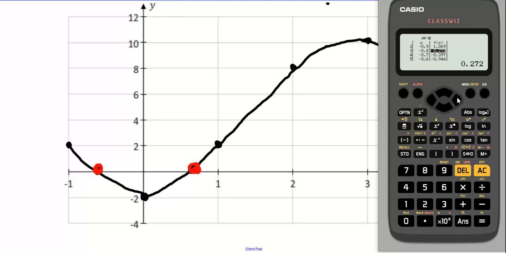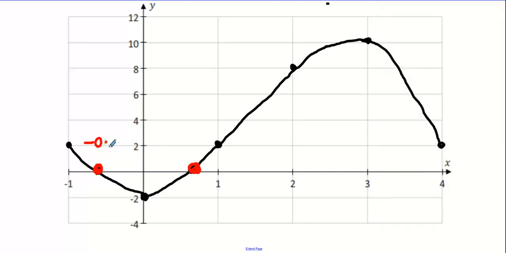Does anybody know how I know that? See 0.272 is positive, and see the way the next one's negative? That means it went through the axis. So this point here is anywhere between -0.7 and -0.8. To be exact, I would have put down -0.7 or -0.8. One of them. Okay?